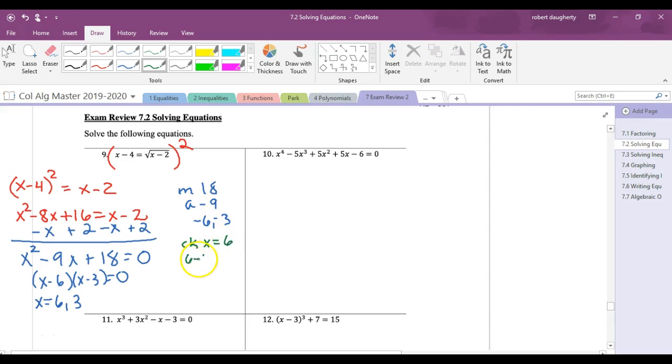That would give me 6 minus 4 equal the square root of 6 minus 2. Does 2 equal the square root of 4? That is yes. Let's check x equals 3. Does 3 minus 4 equal the square root of 3 minus 2? Does negative 1 equal the square root of 1? That is no. So you only have one answer here. That is x equals 6.